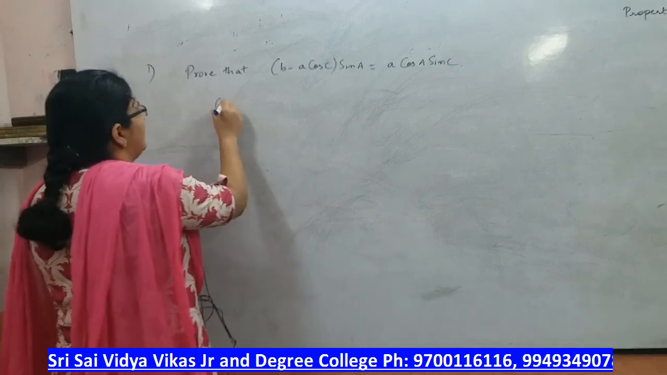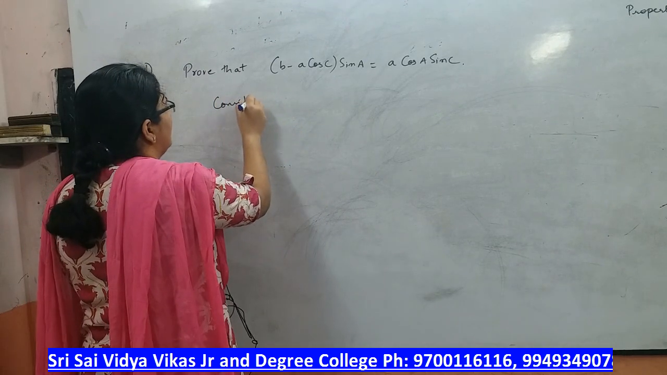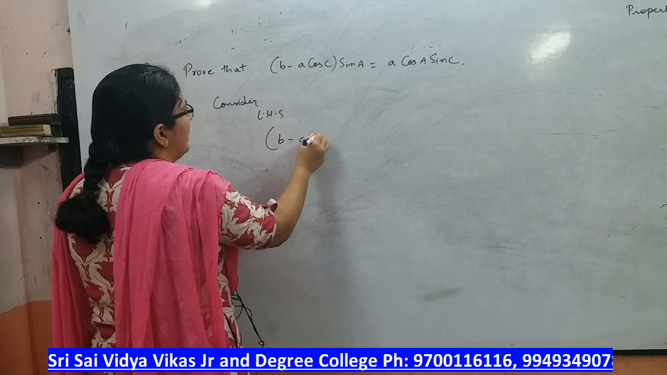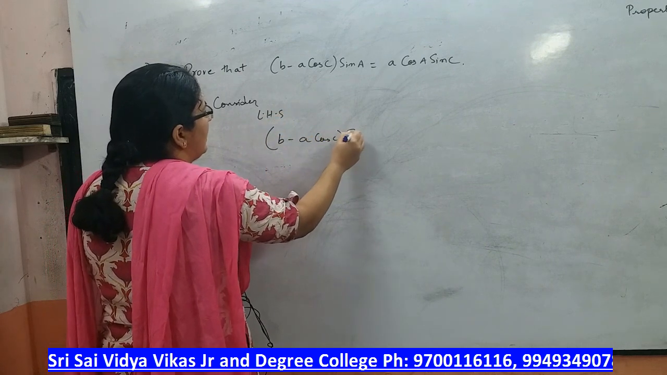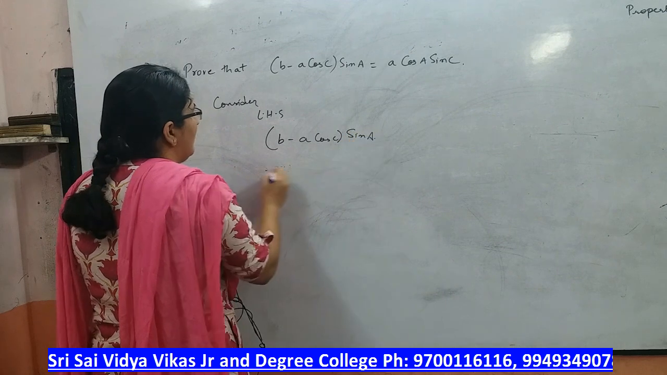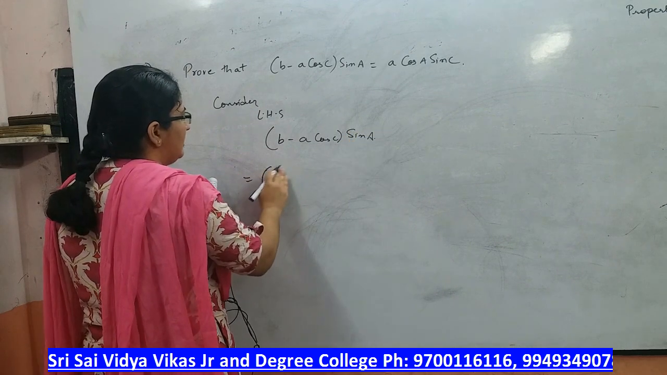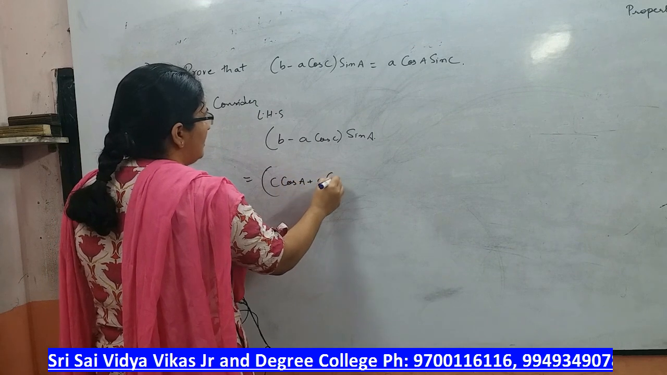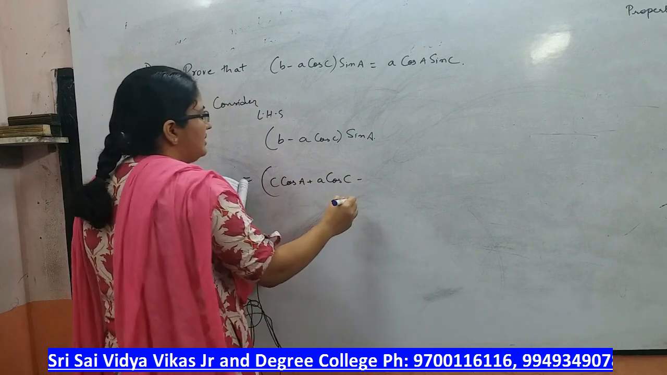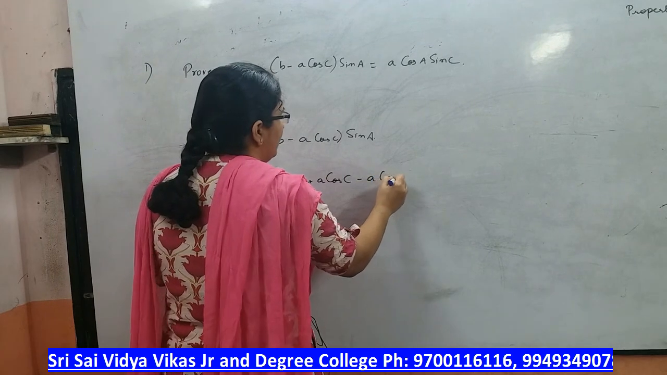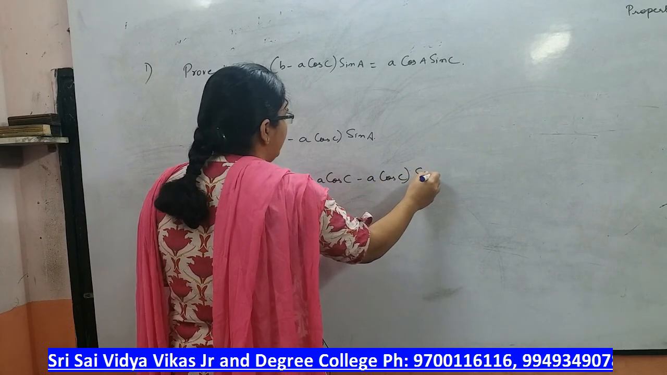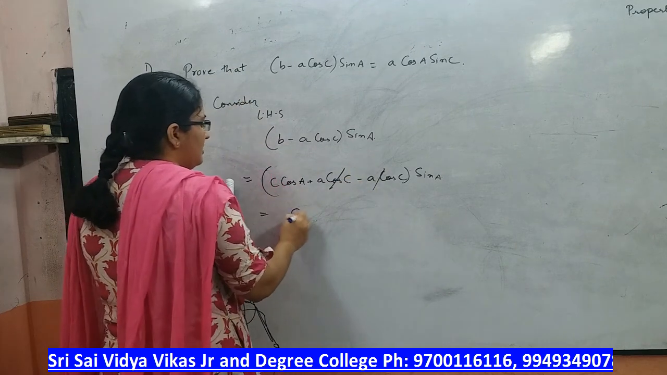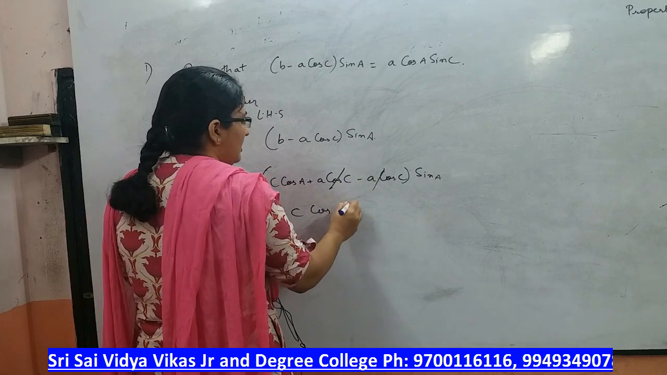Now consider the LHS. What do you have on the LHS? (b − a cos C) sin A. b can be written as c cos A + a cos C. So (c cos A + a cos C − a cos C) sin A. The a cos C and −a cos C cancel. So we have c cos A sin A.